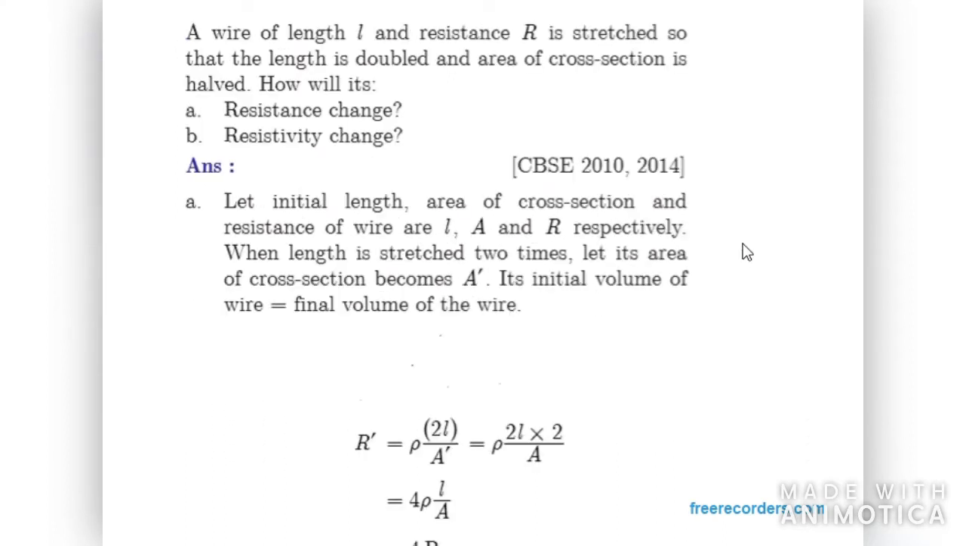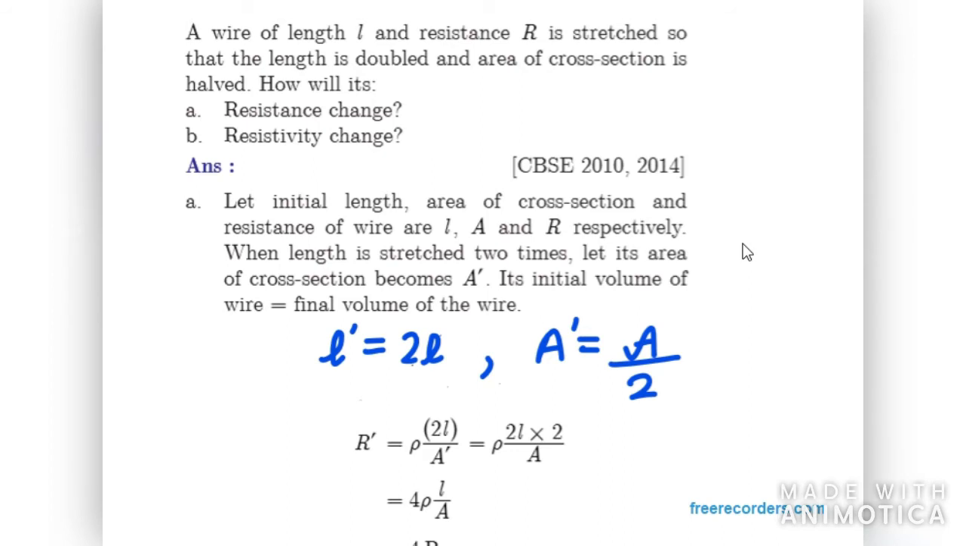Let's start with the next. It says a wire of length L and resistance R is stretched so that the length is doubled. So my length gets doubled. Now in the second part it says the area of cross section is halved. That means A has been reduced to A over 2. Now how will the resistance change? We need to find R in this case.